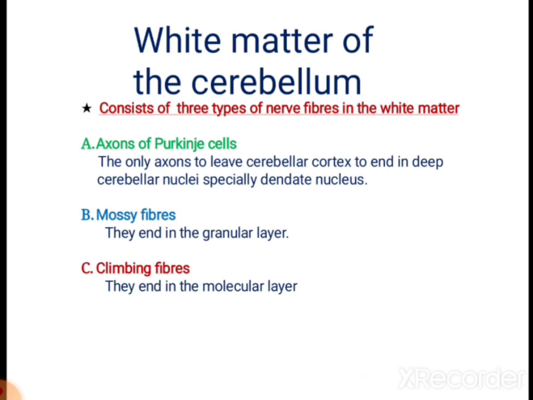Then come to the white matter of the cerebellum. It consists of three types of nerve fibers, that is axons of the Purkinje cells, mossy fibers, and the climbing fibers.